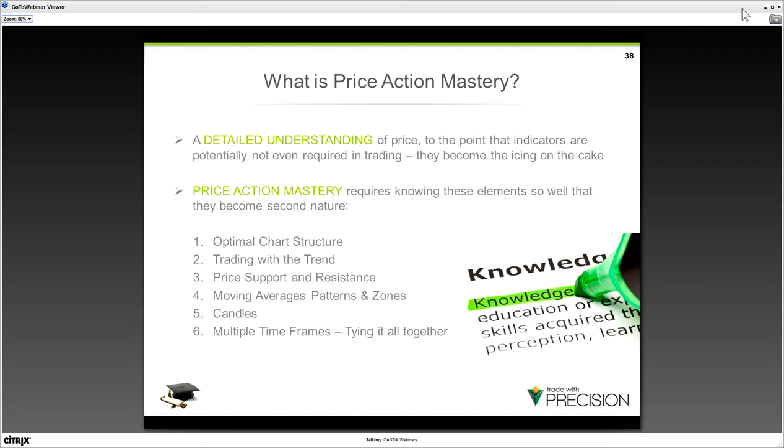Now, these 6 items are really going to be the key price action fundamentals that you'll need to master in order to trade effectively with these strategies. Okay, so it shouldn't be too difficult. It'll just take some time for you to learn.